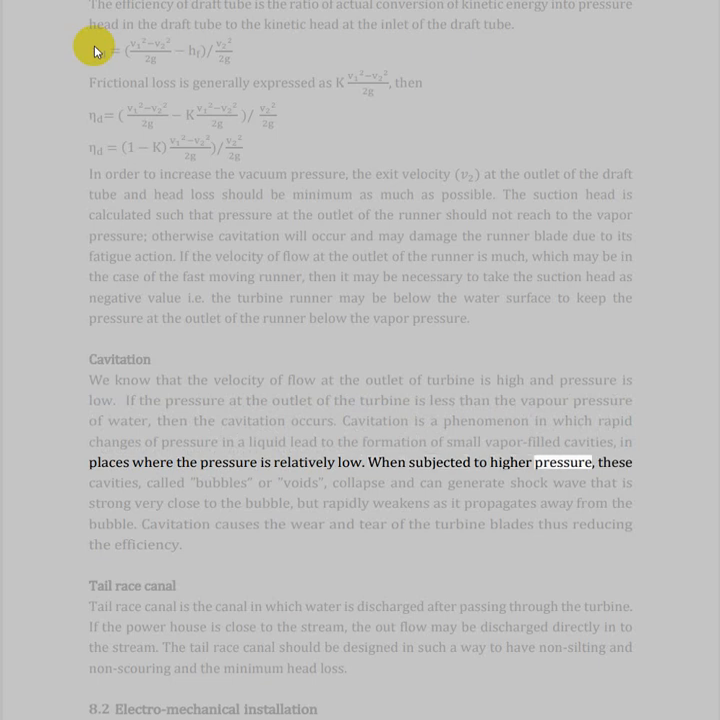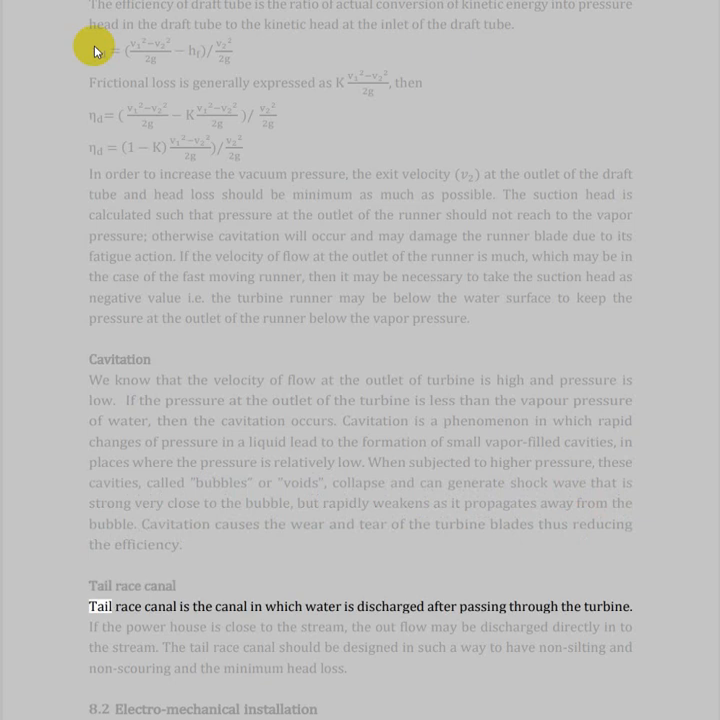When subjected to higher pressure, these cavities, called bubbles or voids, collapse and can generate a shock wave that is strong very close to the bubble, but rapidly weakens as it propagates away from the bubble. Cavitation causes wear and tear of the turbine blades, thus reducing the efficiency.